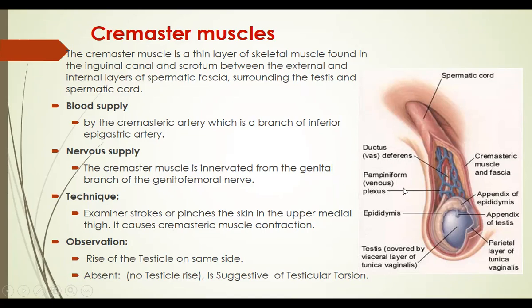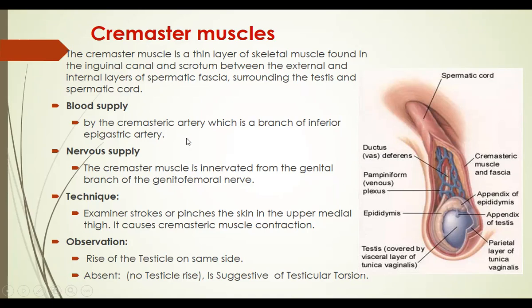So if you stimulate the skin on the medial surface of the thigh, that will lead to the cremasteric reflex, because the same nerve, the genital branch of the genitofemoral nerve, which is supplying this muscle, also supplies the medial side of the thigh. So when you stroke this skin, the cremaster muscle will contract and pull the testis upwards. This is called the cremasteric reflex.